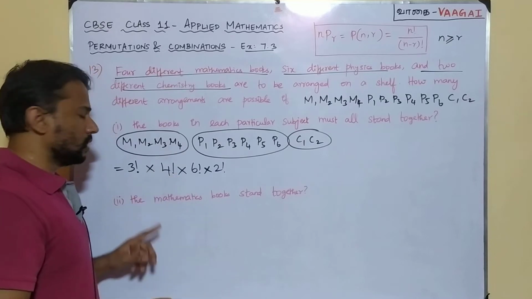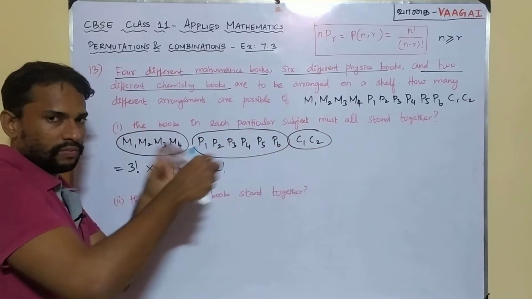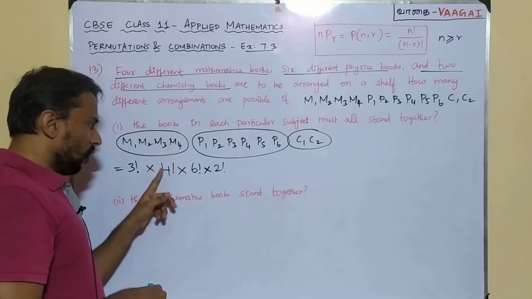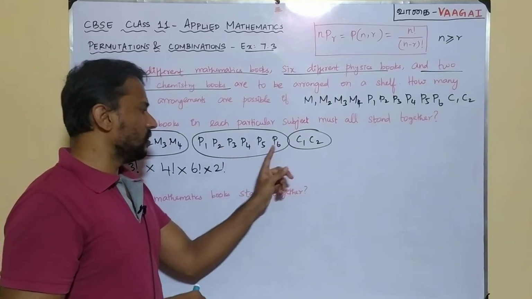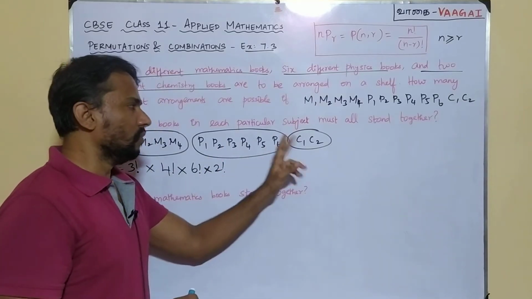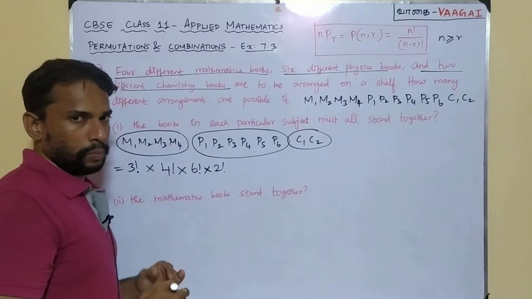So let me just summarize. This 3 factorial is for these overall 3 bunches, which I can arrange in any different order. And this 4 factorial is for the arrangements within maths, 6 factorial arrangements within physics, and 2 factorial arrangements within chemistry. Now when you work out all these things, you will be able to get the answer.